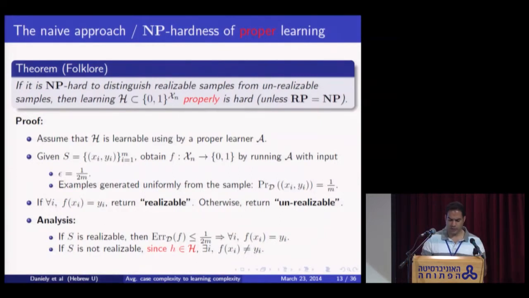Note two things. The first is that, as I said, here we relied crucially on the fact that the learning algorithm is proper. And the problem is that an improper algorithm might perform well even if the sample is unrealizable. And what we will do in our new technique is to rule out the possibility that even an improper algorithm will perform well on an unrealizable sample.